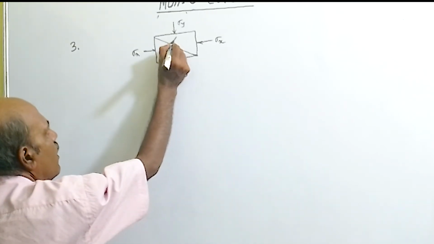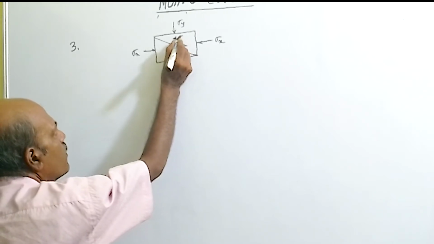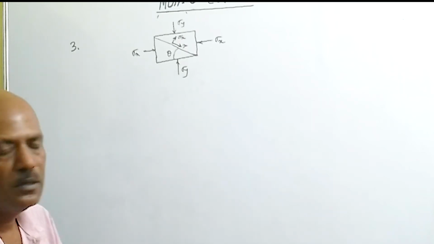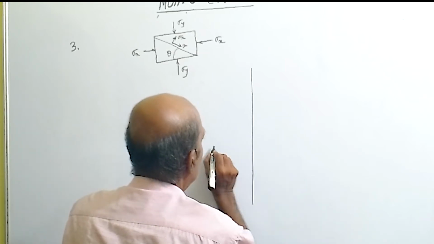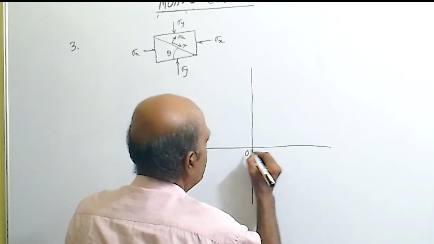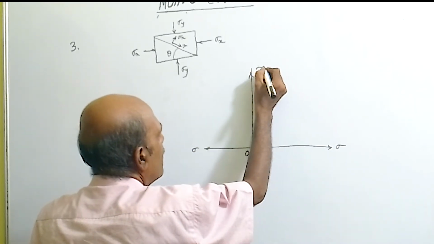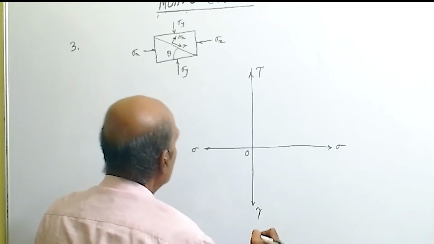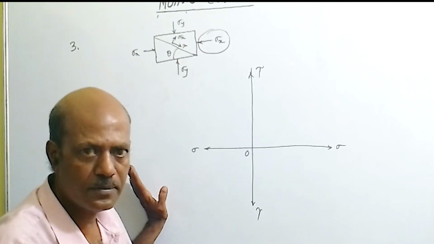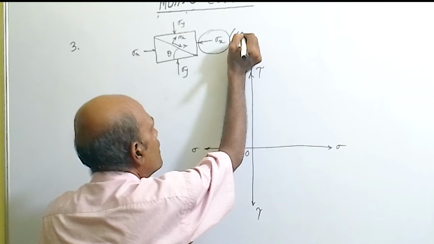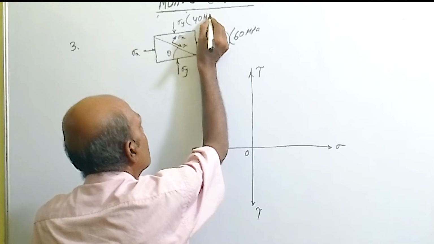Now what should be the values of sigma n and tau on the inclined plane? That we are going to calculate by using the Mohr circle. For this, draw the Mohr circle. So this is the axis. Say this is your origin, the sigma axis, and this is your tau axis. Now go to the x face. What is the stress acting on this? Sigma x. Say we are giving this as 60 megapascal and sigma y as 40 megapascal.